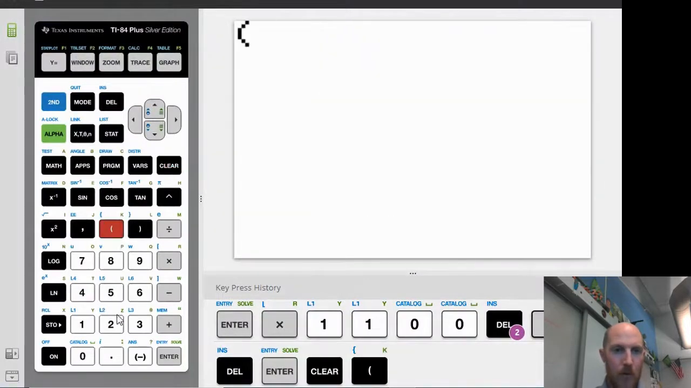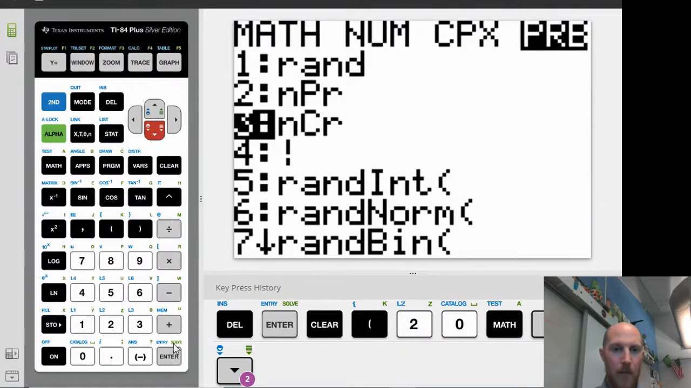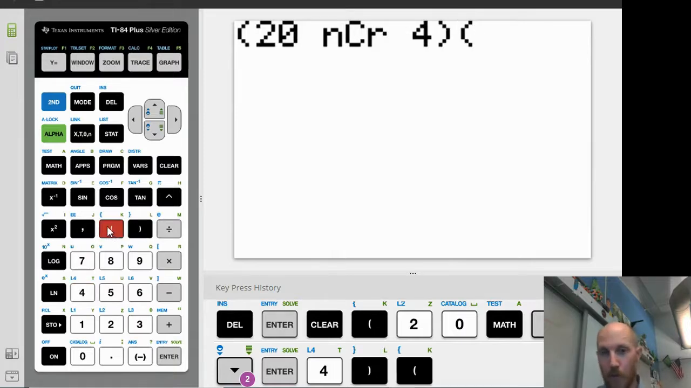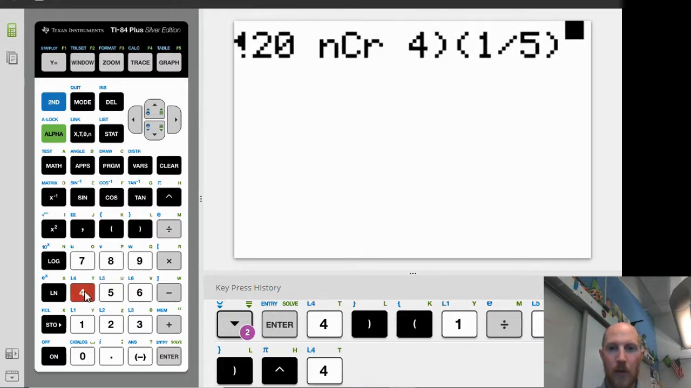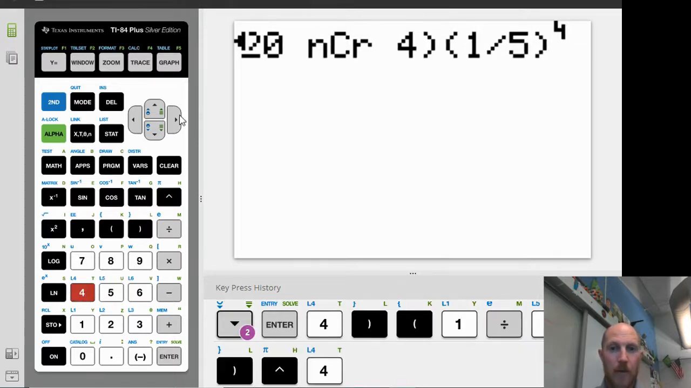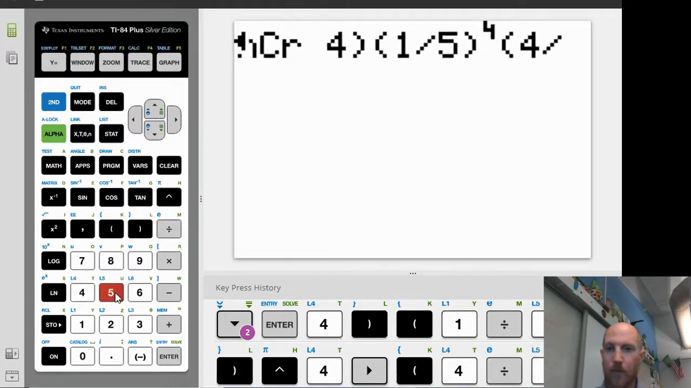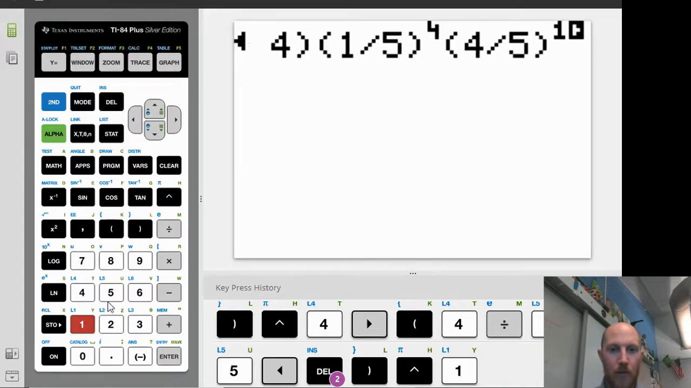So we're going to start the parentheses, 20, math, probability, nCr, 20 nCr 4, close the parentheses, new parentheses, 1/5, close those parentheses, raise that to the power of 4, cursor over out of that exponent, new parentheses, 4/5, that's the probability of getting it wrong. Got too many 5s in there. All right, and close the parentheses, raise that one to the power of 16.